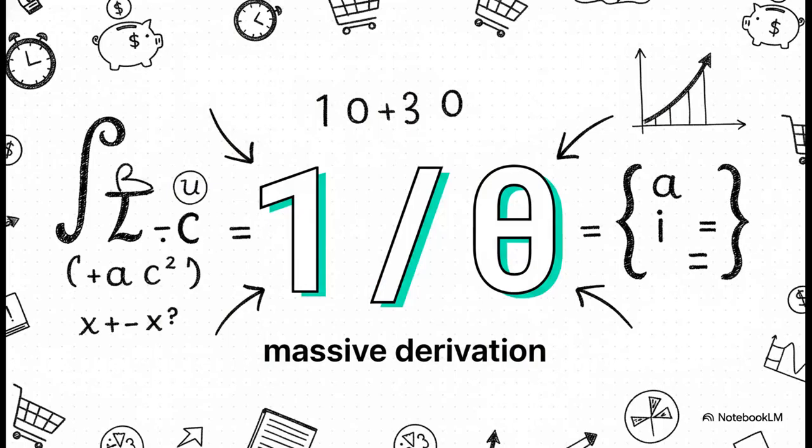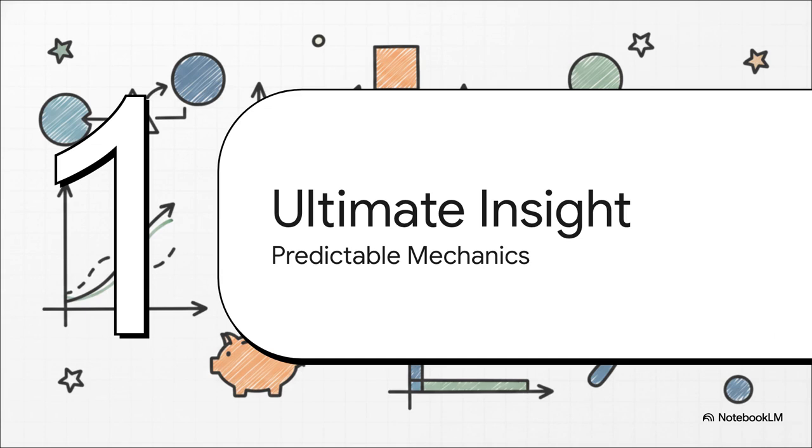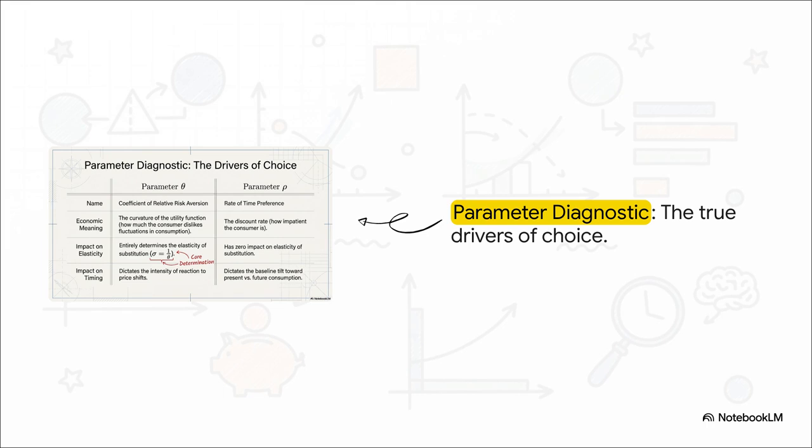The answer is simply 1 over theta. That massive derivation, the complex Lagrangian, the whole shebang, it literally all boils down to this single, incredibly elegant expression. Section 6. The ultimate insight. Predictable mechanics of choice. Let's pull all of this together. The ultimate takeaway is separating these parameters.